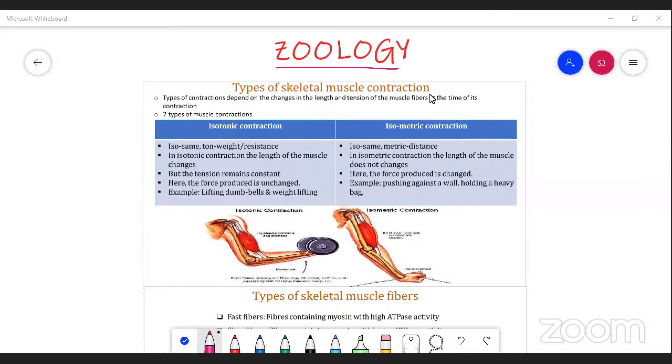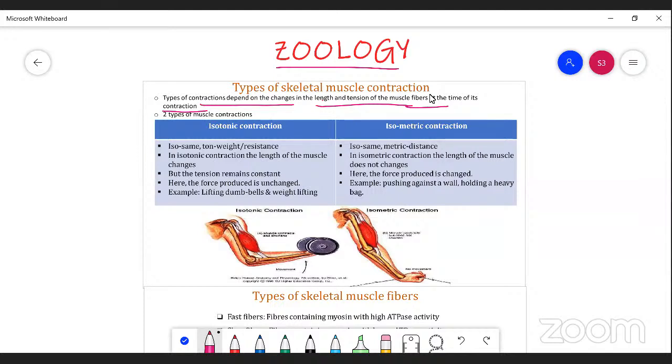The types of contraction depend on the changes in the length as well as the tension of the muscle fibers at the time of its contraction. Do you understand? The skeletal muscle contraction takes place based on the length as well as the tension of the muscle fiber. Based on this condition, the muscle contraction is classified into two types.